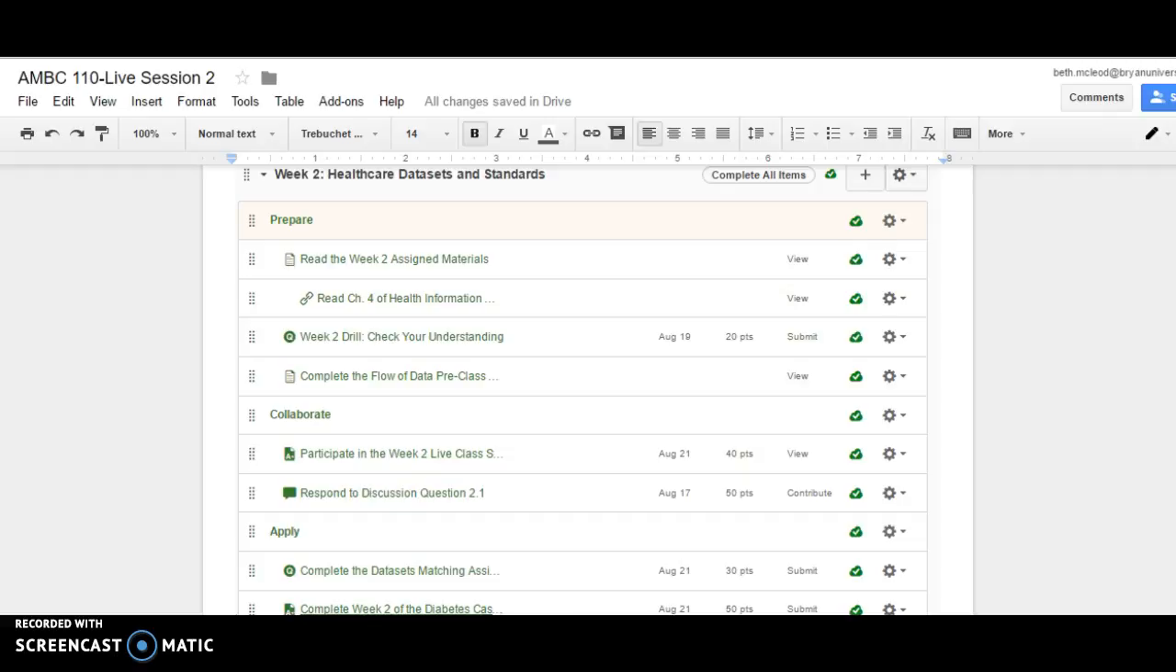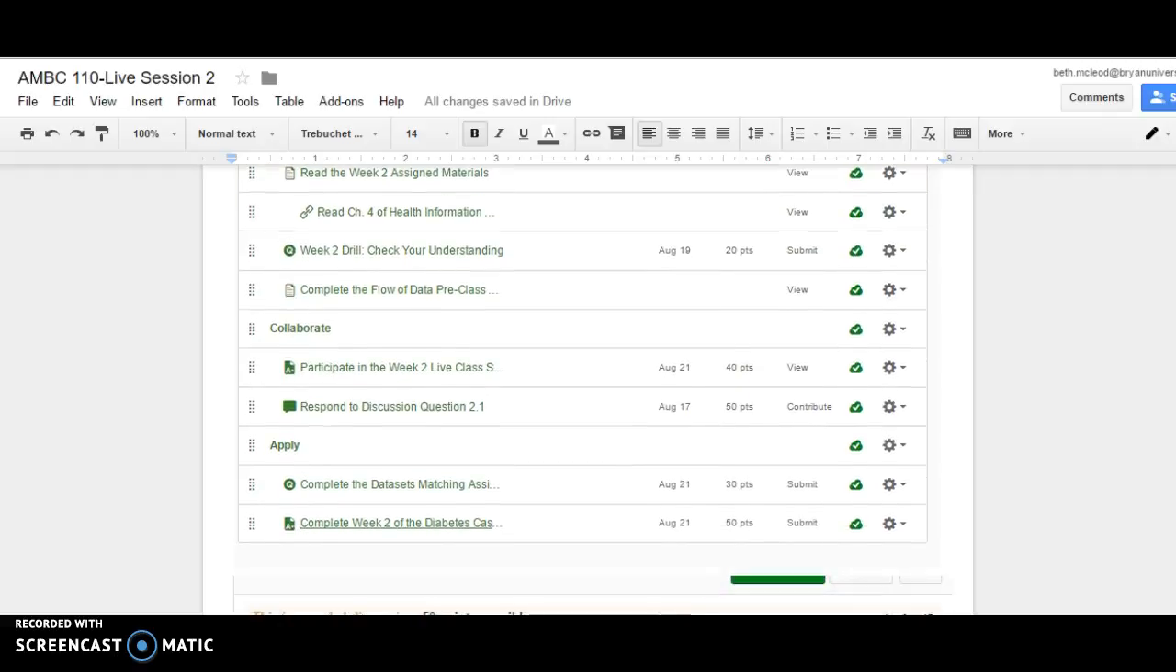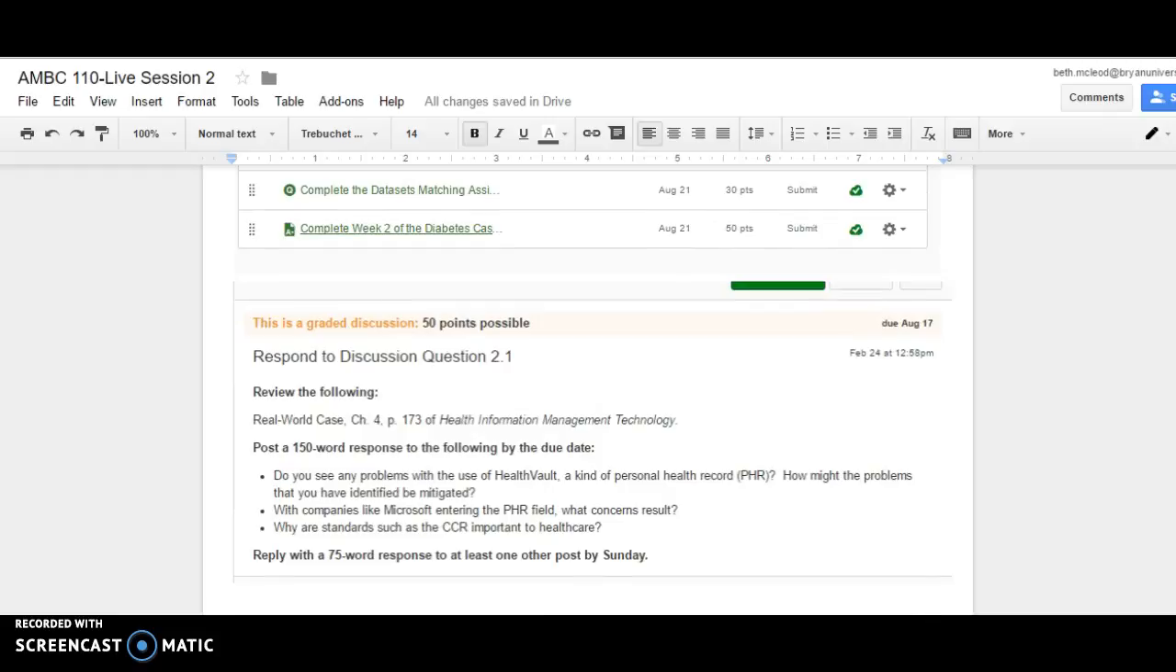So this week we're reading chapter 4. You guys have a check your understanding drill. You have that flow of data pre-class assignment, and then that's not worth points again, but it's helpful and it's interesting. And then you have your discussion question, which we had talked about. This is your discussion question where you're talking about Microsoft Health Vault. So again, I have that sample discussion question response on here. And also that video, if you get a chance to watch that video, it explains more of what Health Vault is.